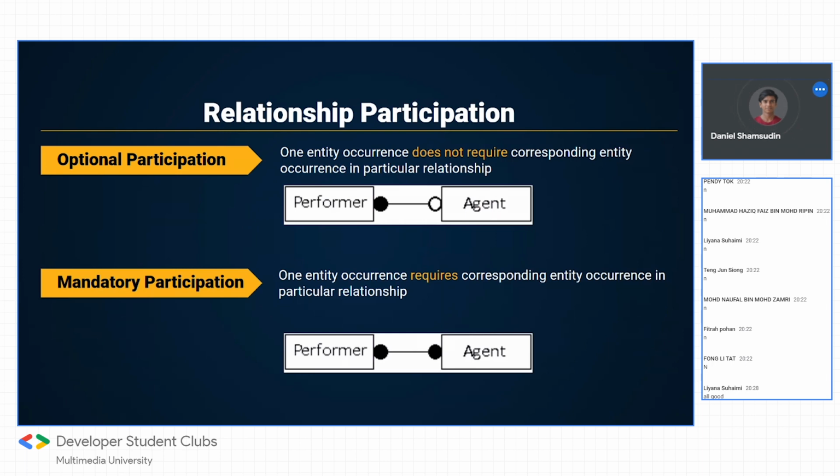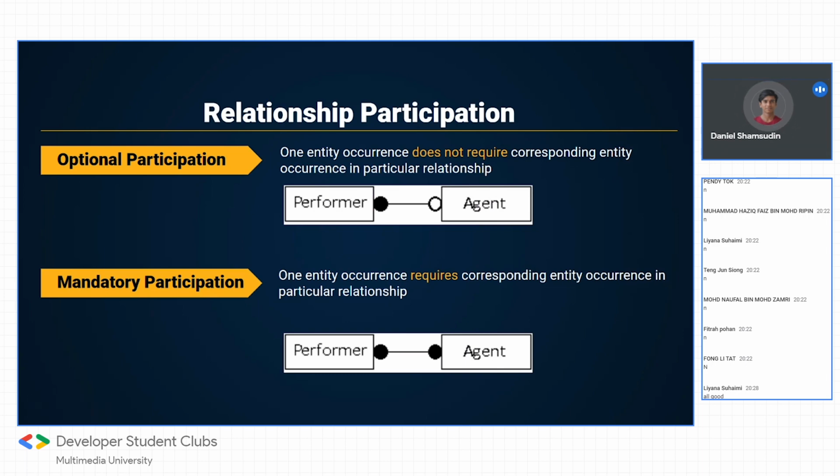In the mandatory participation, it's basically the opposite of the optional one. If optional, then it does not necessarily involve the performer, but in the mandatory part, it does. It always has to involve the performer. So the only booking an agent can make is, let's say, a circus, since a circus involves a performer. So that one is mandatory.